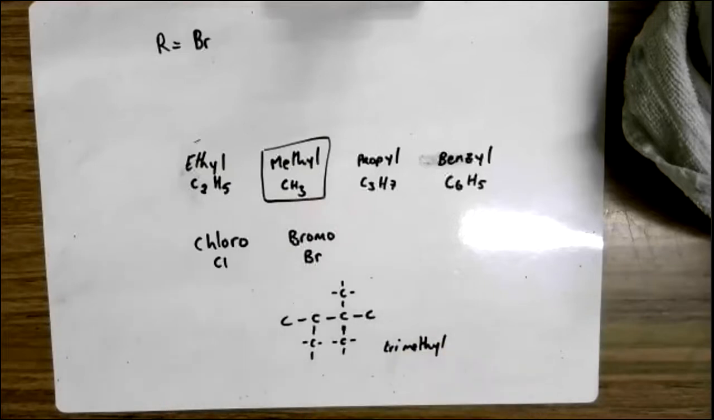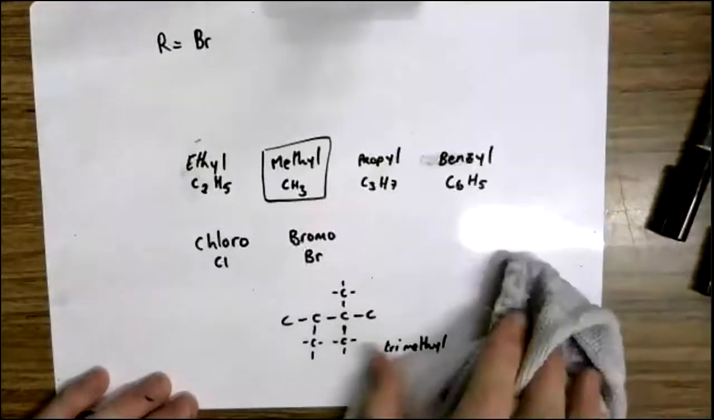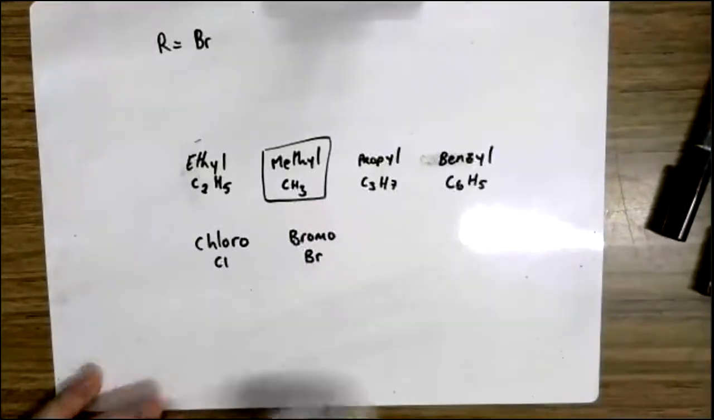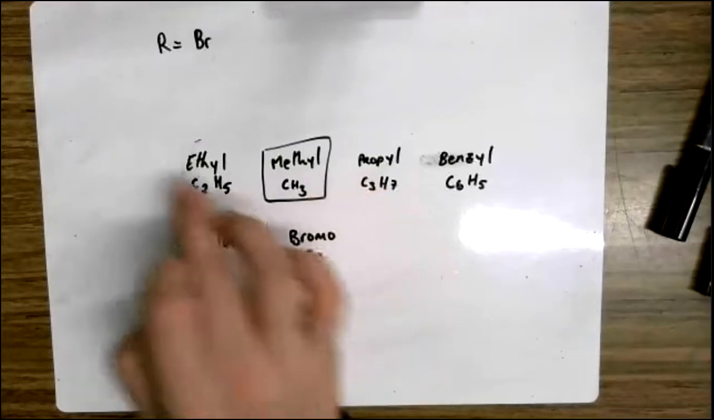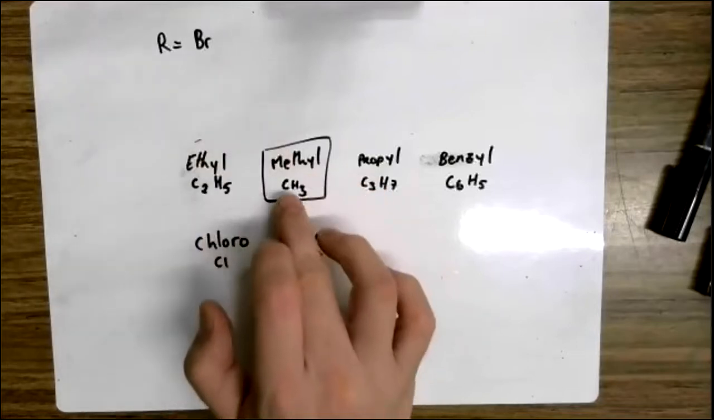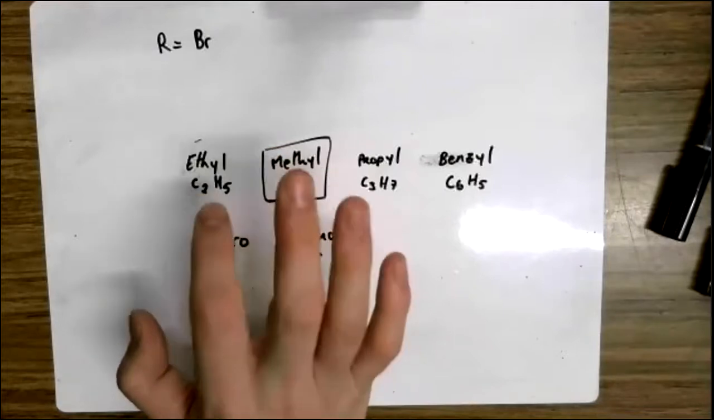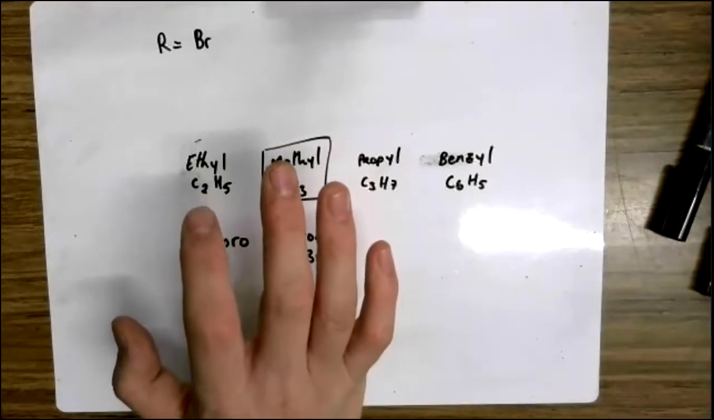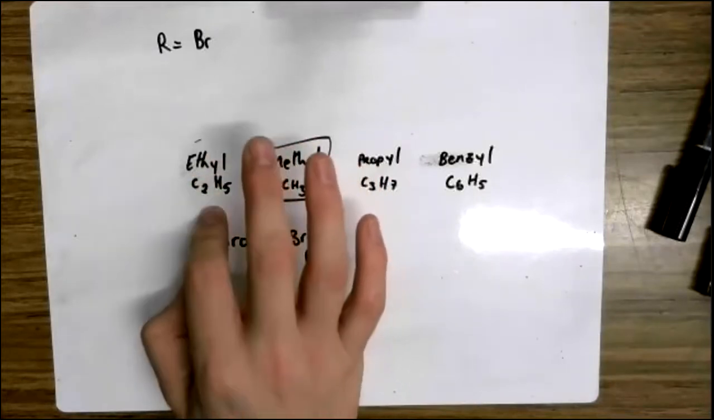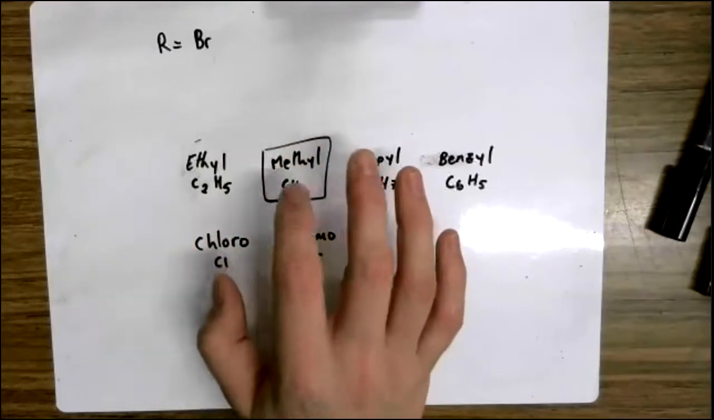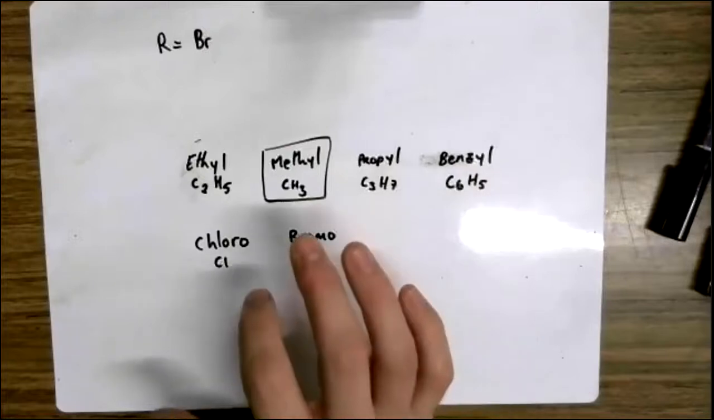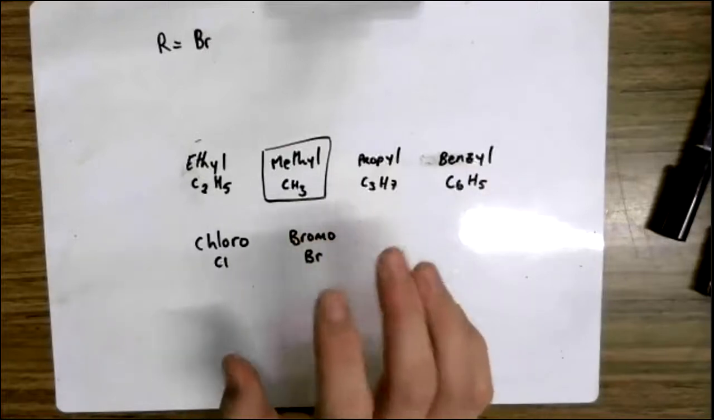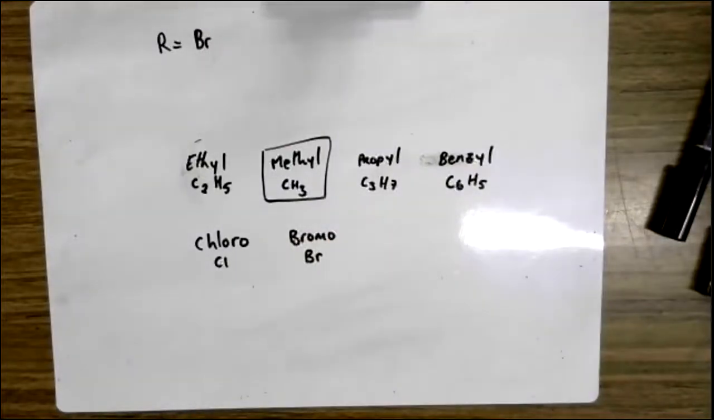Okay, right. At this point, I want you to pause your video and take down the names and the formulas of the different R groups we can have. So you see them here. These are the different branches we can have, the different R groups. Ethyl, which is 2 carbons, methyl, 1 carbon, propyl, 3 carbons, benzyl is a benzene ring, and then we've got chloro and bromo. So pause the video, take them down now, please.